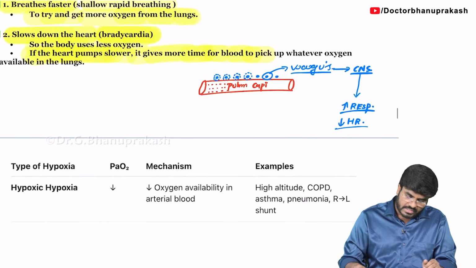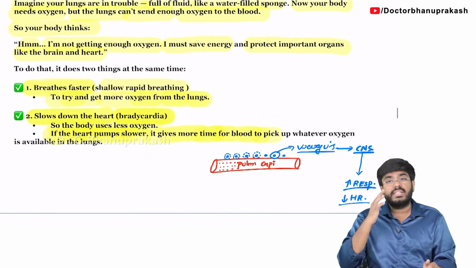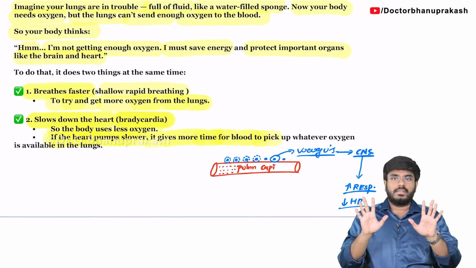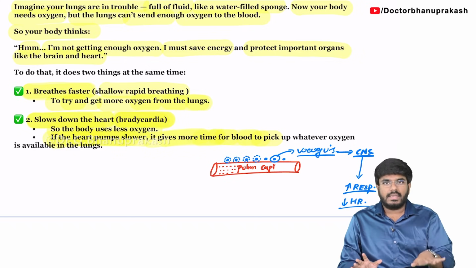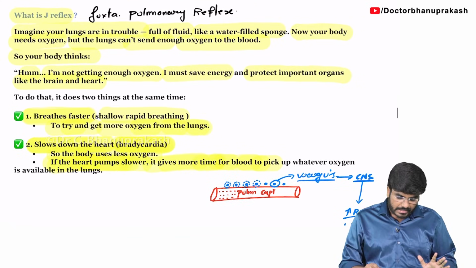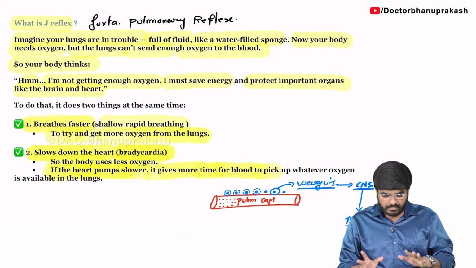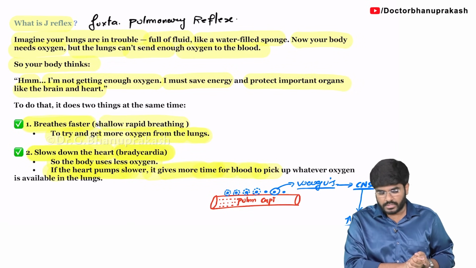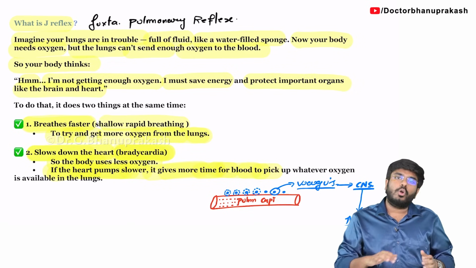So now you understand what the J reflex is. J reflex means whenever there is pulmonary congestion or pulmonary edema, the J receptors are activated, and with the help of the vagus nerve, they give the information to the brain to decrease the heart rate and increase the respiratory rate. Okay, this is called a J reflex, a juxta pulmonary reflex, which was discovered by an Indian scientist from the prestigious AIIMS Institute. Okay, so with this, the three important reflexes are completed.